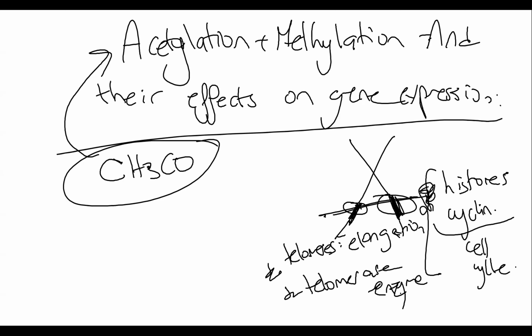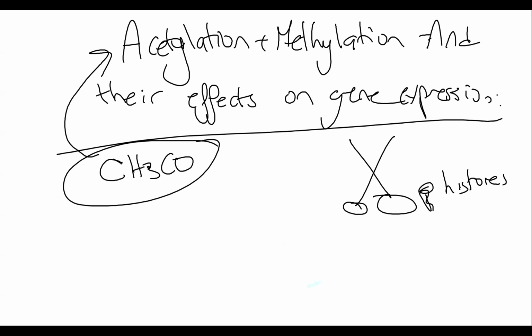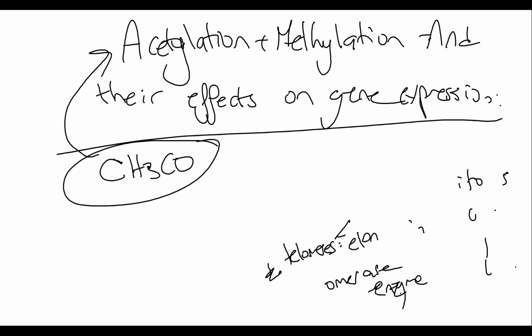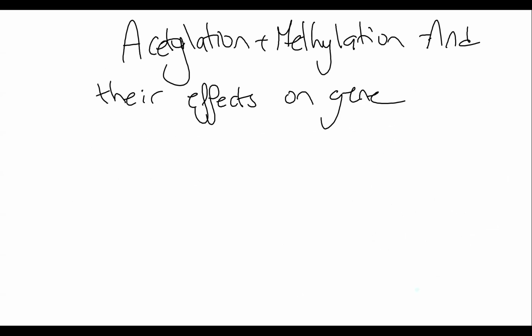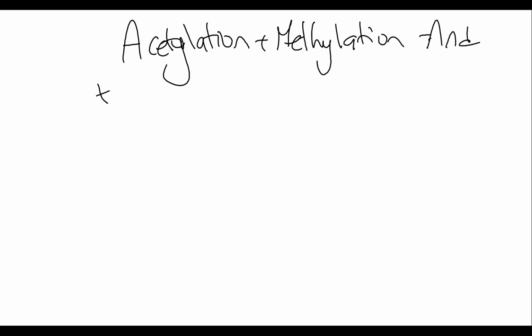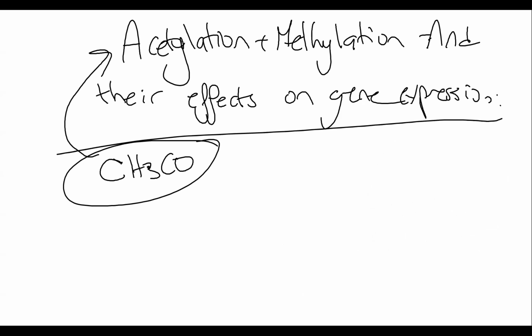Okay. Now we were speaking about acetylation. So acetylation is when we add a CH3CO group to the molecule. In gene regulation, it typically involves the acetylation of lysine. Lysine is an amino acid residue.